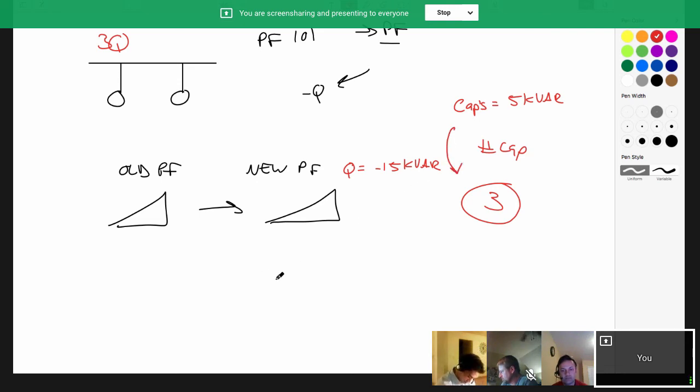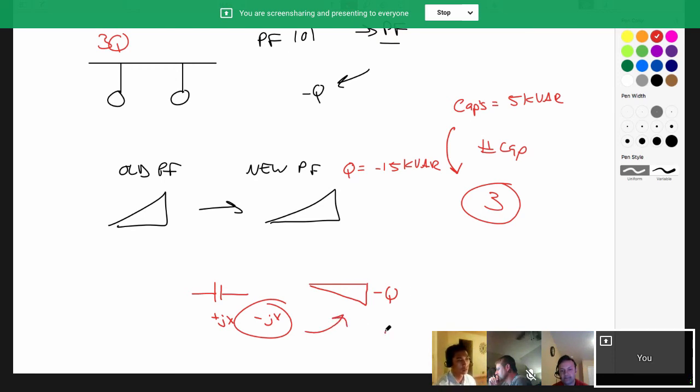How about this? If I've got a capacitor, is this a plus jX or a minus jX? Minus jX. Perfect. How can you tell? It's usually 1 over. Yep. Because it reduces the Qs. Perfect. That's what I was looking for. We know it reduces the Q value and it improves our power factor, right? And it's going to make our power factor get closer to 1.